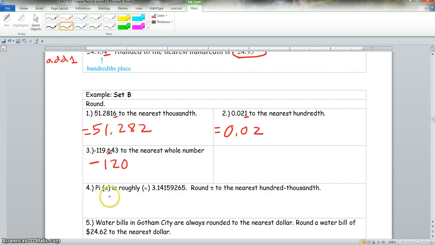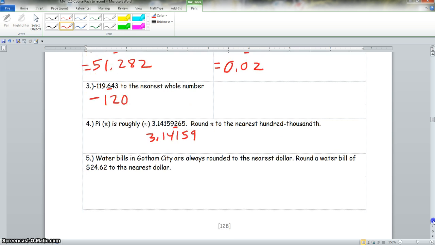Now we go to number 4. Pi is roughly, and they give us an approximation here, but it continues to go on forever. We want to round pi to the nearest 100,000th. So we will go to the millionths place. So it's tenths, hundredths, thousandths, 10,000ths, 100,000ths, millionths place. So 2 is in the millionths place, so that means we keep the 100,000ths place the same. So it'd be 3.14159.